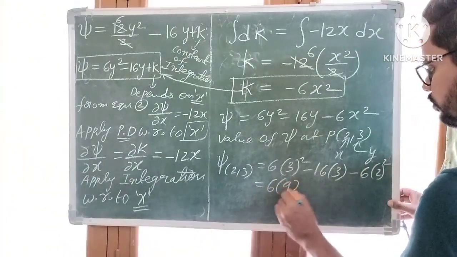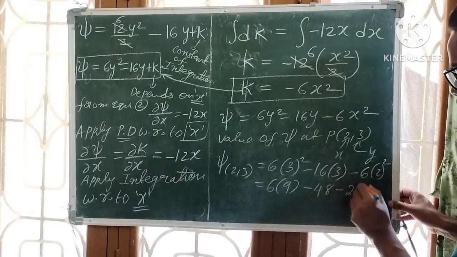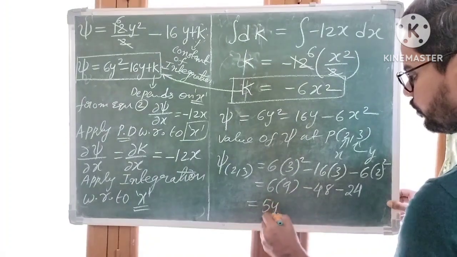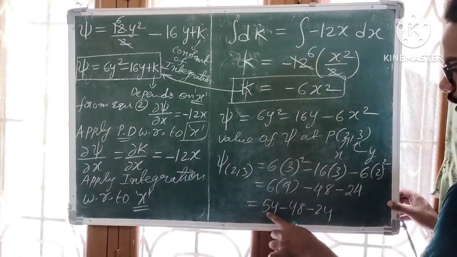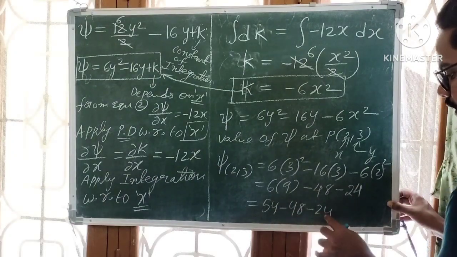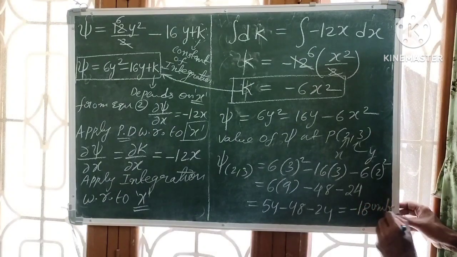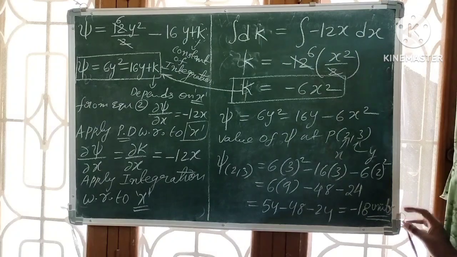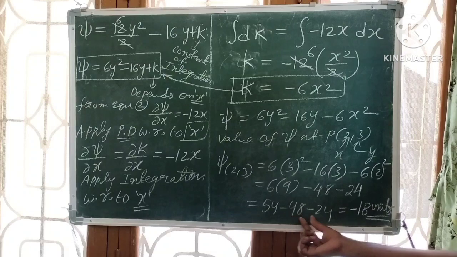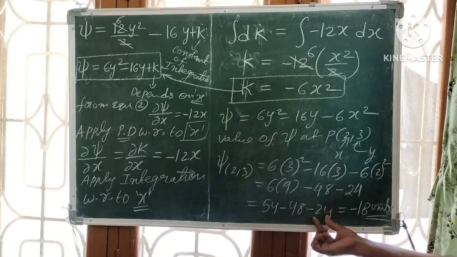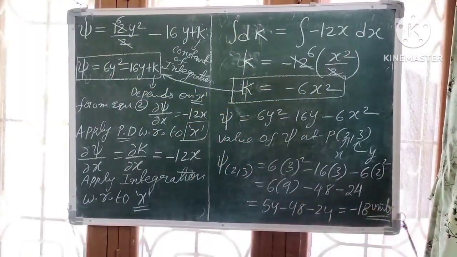6 into 9, minus 16 threes are 48, minus 6 into 4, 2 square is 4, so 24. 6 nines are 54, so 54 minus 48 minus 24. 54 minus 48 is 6, and 6 minus 24 is minus 18. So the value of the stream function at (2, 3) is minus 18 units.